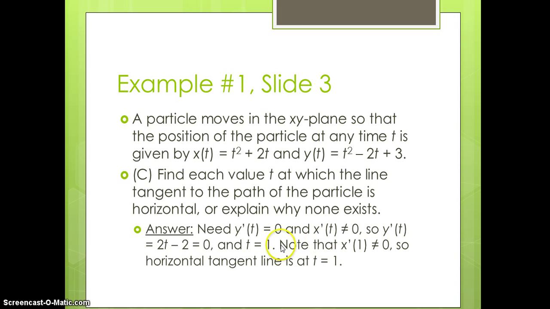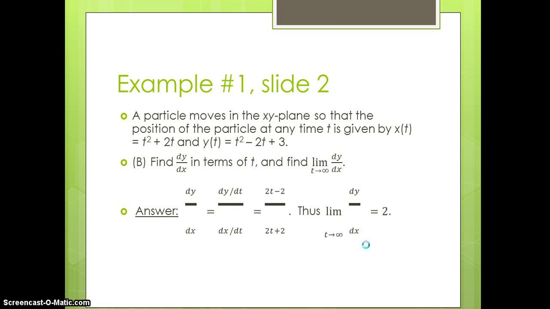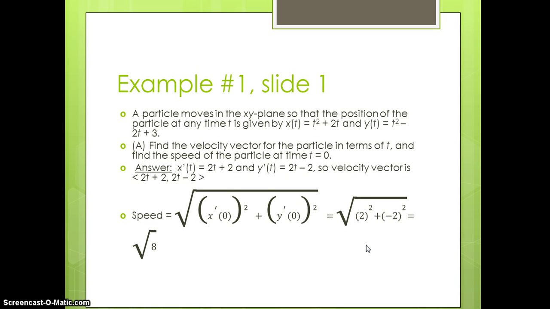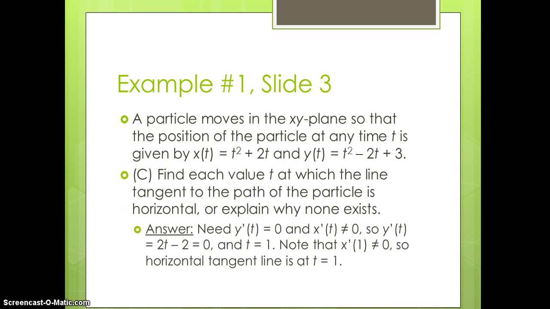So in order to double check, we make sure that x prime of 1 is not 0. We know that dx/dt from a previous slide was 2t plus 2, which is not 0 at t equals 1. And so we can conclude that we have a horizontal tangent line at t equals 1. If we wanted to find the point where we have our horizontal tangent line, we would just plug that t equals 1 back into our equations for x and y.